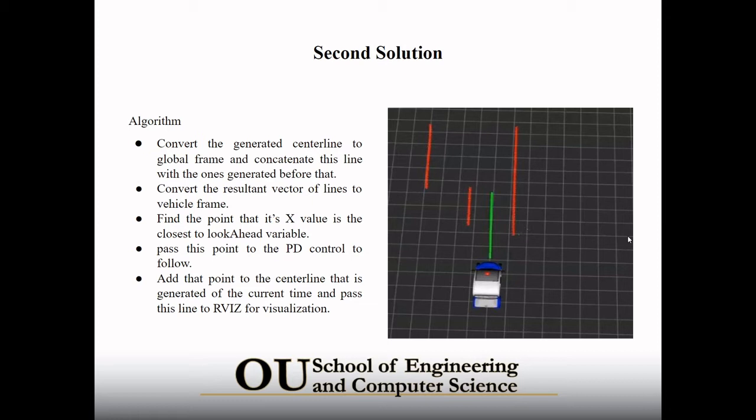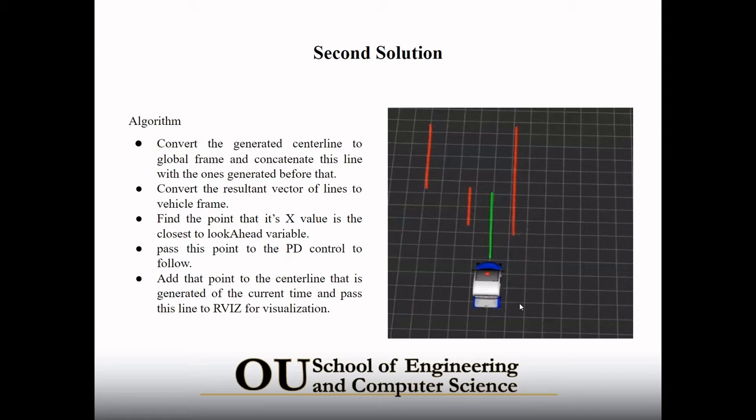Second, we convert this resultant vector to the vehicle frame. The problem now is that if we keep adding new center lines, we will have many points in this vector, so we need a way to sort out which ones to use. At this point, for example, we need the points that are here. We have a look ahead distance, and we need a point here. We won't need those other points of the center line, so we have to sort them.